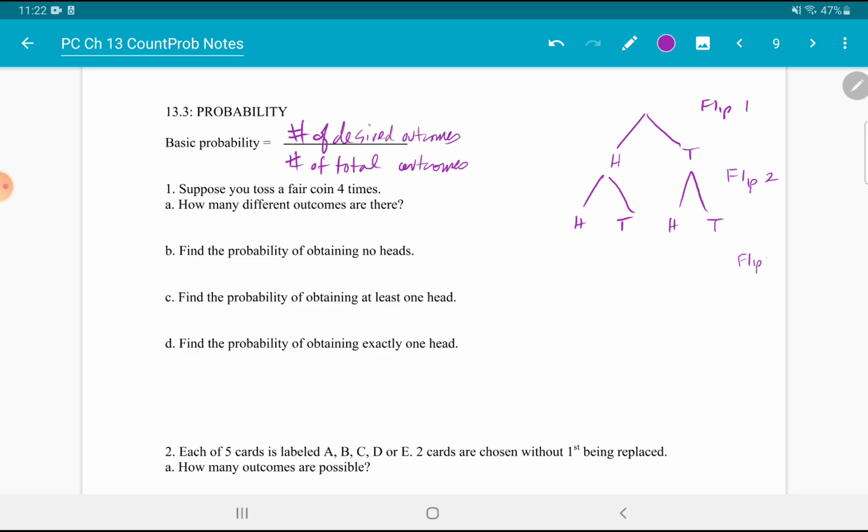Then you flip it again a third time. Again, we just repeat this process. You can get heads or tails for any of these possible outcomes. And then you flip it again one more time. We're doing this for 4 flips. So we get heads, tails, heads, tails, heads, tails, and so on.